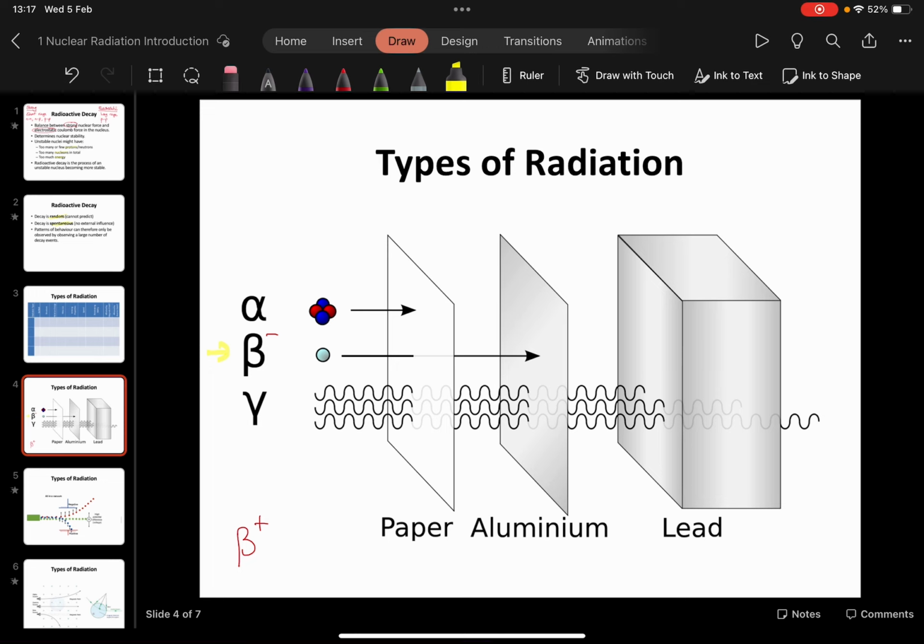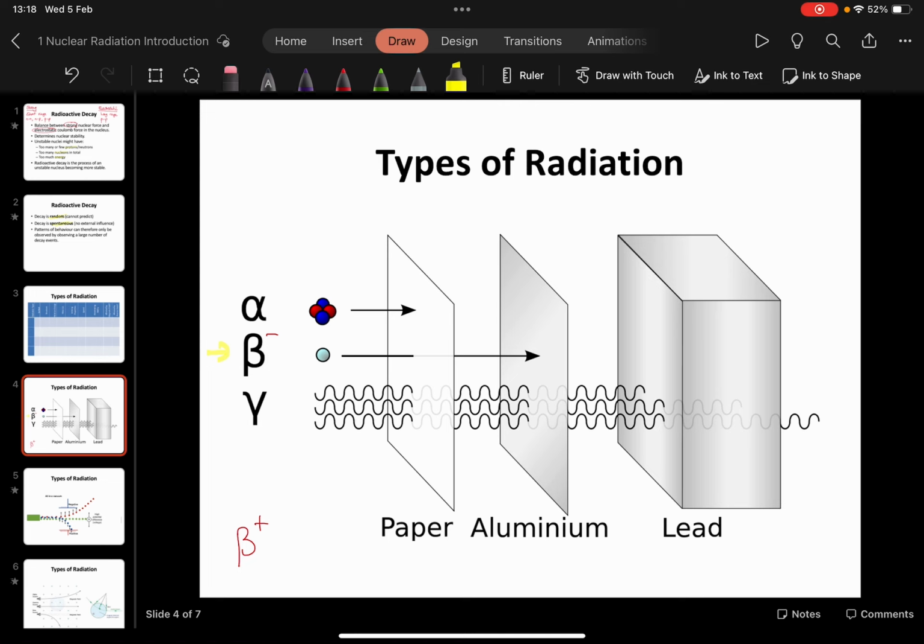As we will see later, lead reduces gamma, and actually the increased thickness of lead decreases the amount of gamma that's able to be transmitted through it. But it's what we mean by beta, and in this context we mean beta minus. Aluminium stops beta minus.